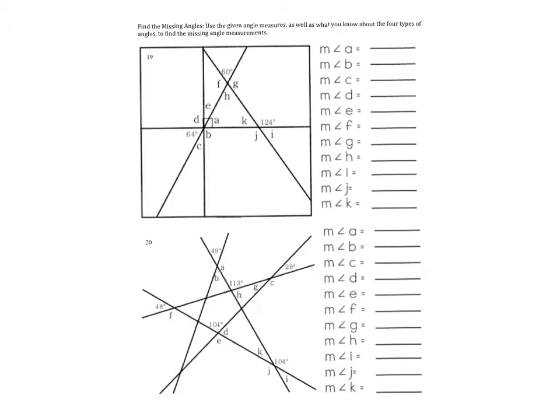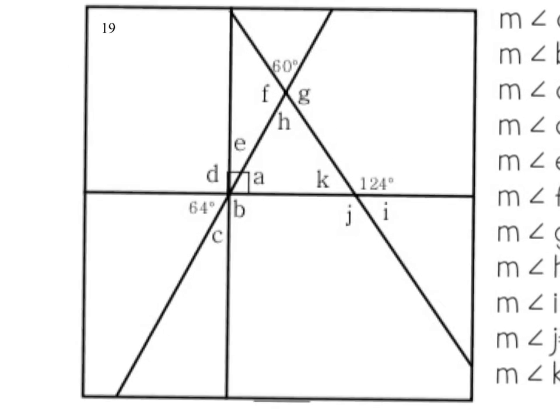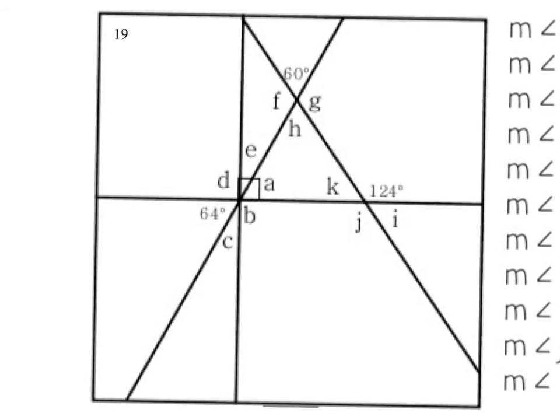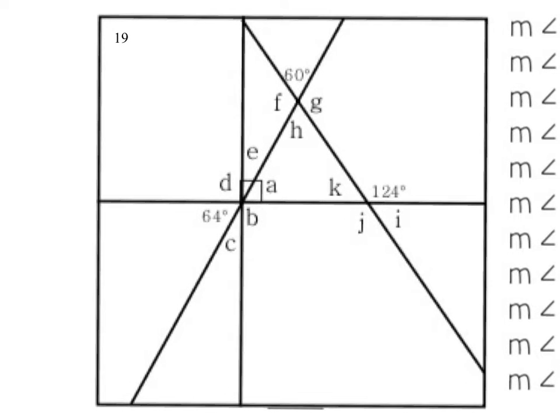Okay, today I'm only going to go through these two problems, 19 and 20, for your study guide. All right, so take a look at this, and we notice a lot of letters and a lot of missing angles. So what we need to do first is identify some things. I like to look for vertical angles first.